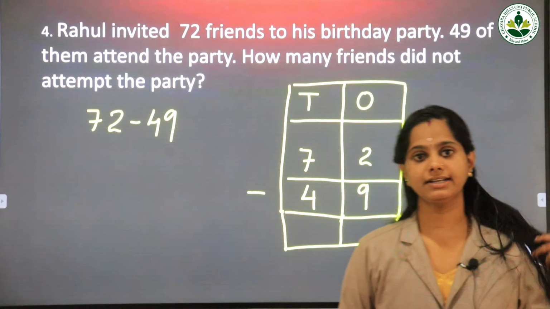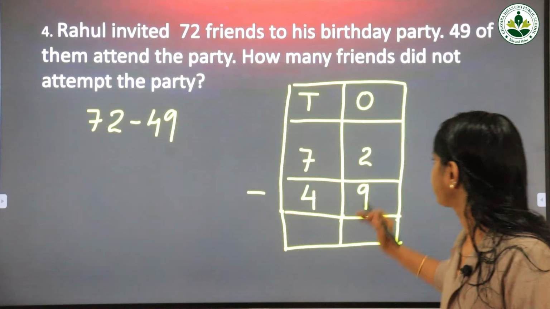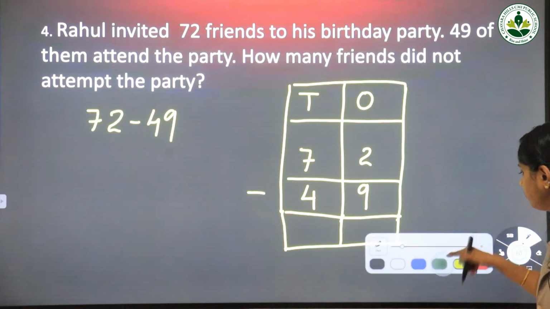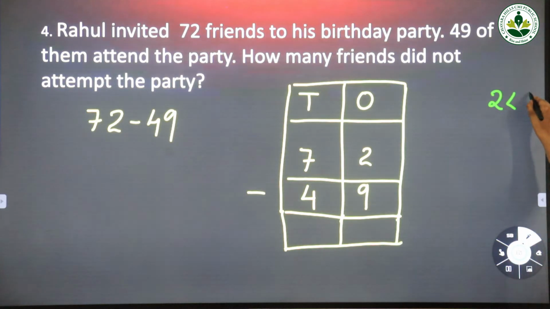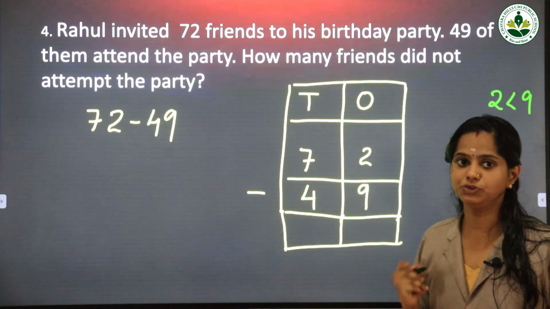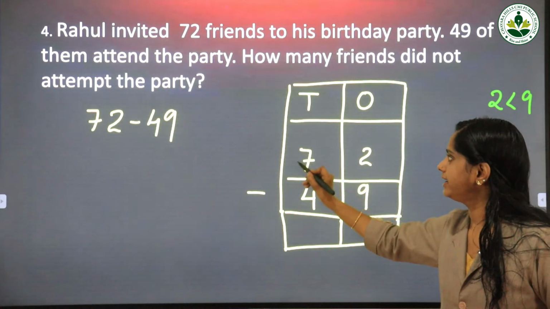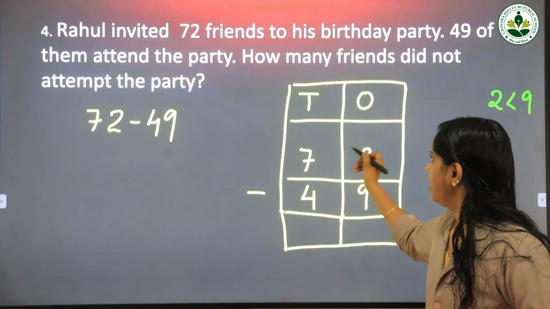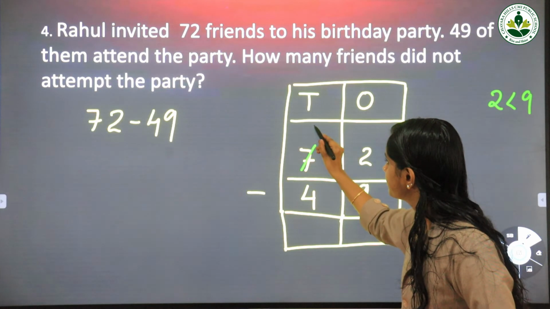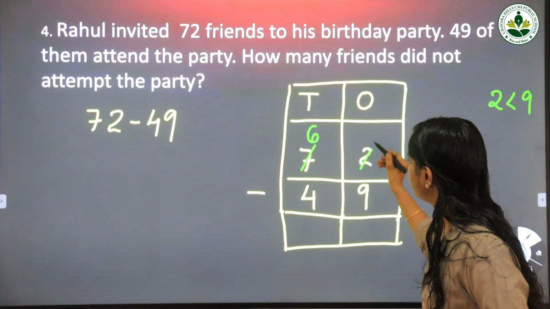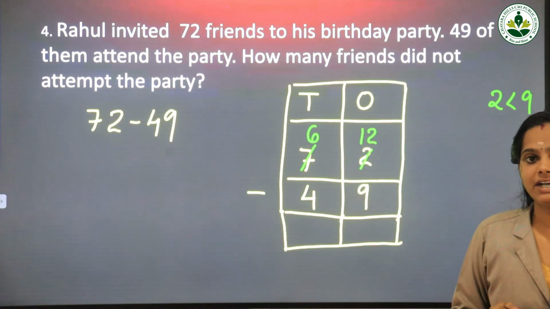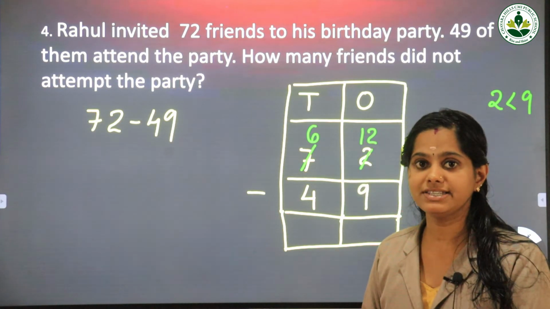First we subtract the digits in the ones column. Here we can see that 2 is less than 9. So we cannot take 9 ones from 2 ones. So we will borrow 1 ten from which place? Tens place, and this 7 will become 6 and this 2 will become 12. We regroup 7 as 6 tens plus 10 ones.